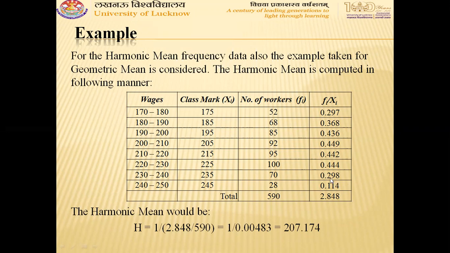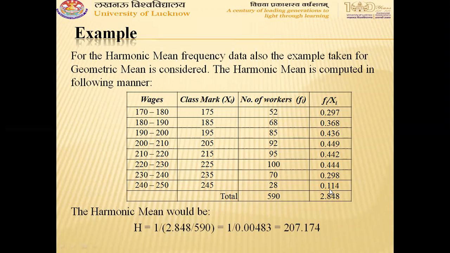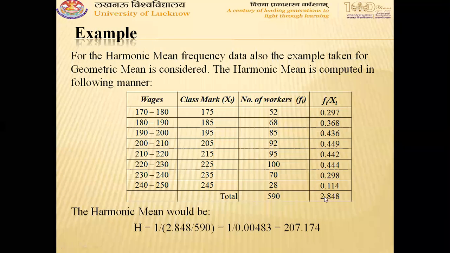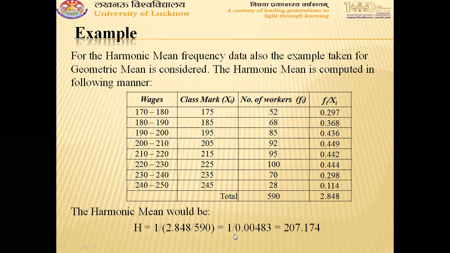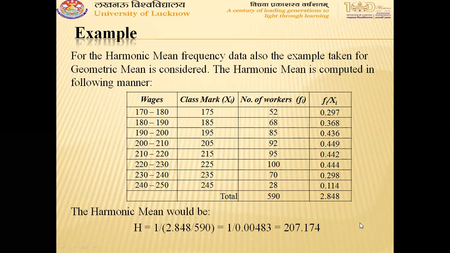Then sum these values. The total frequency will be 590 and the sum of fi upon xi will become 2.848. Now harmonic mean will be summation fi divided by summation fi upon xi, that is, 1 upon 2.848 divided by 590. It will give 1 upon 0.00483, which will provide the value of 207.174.